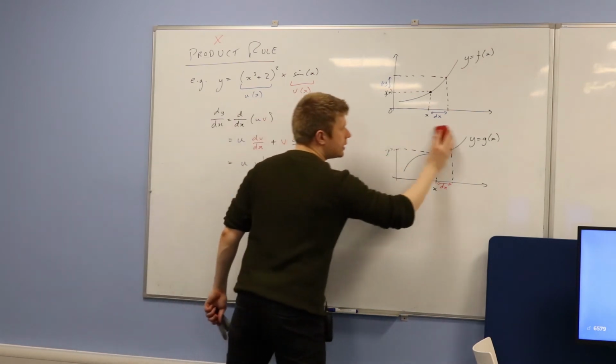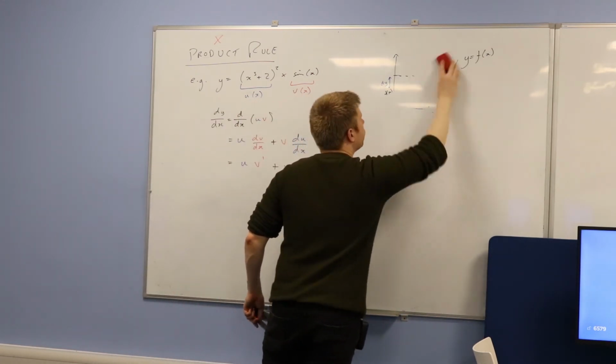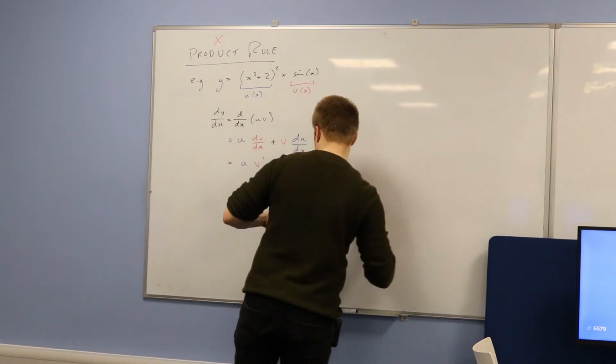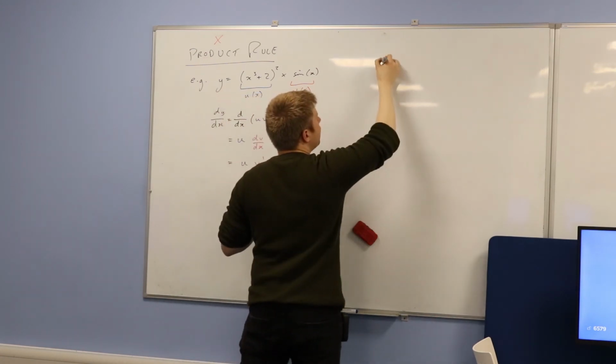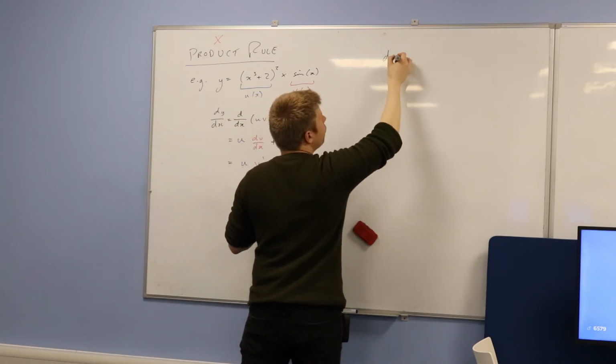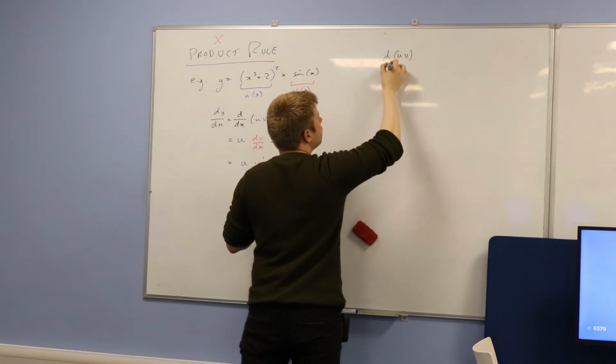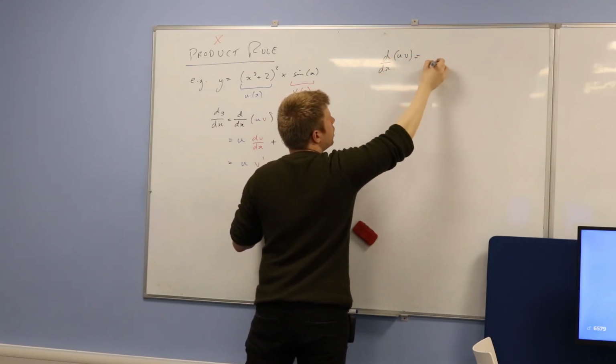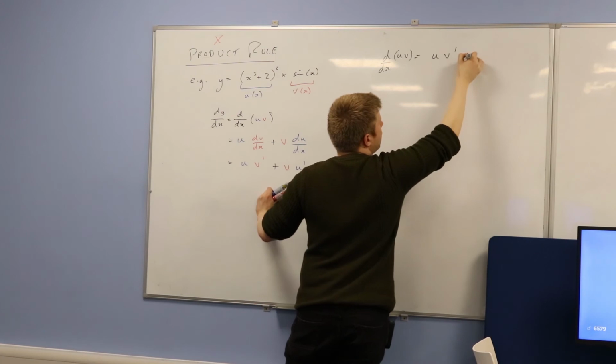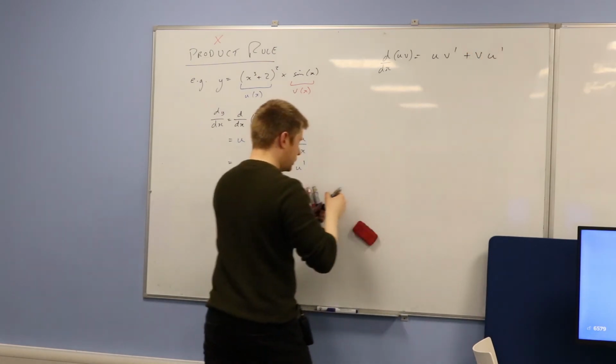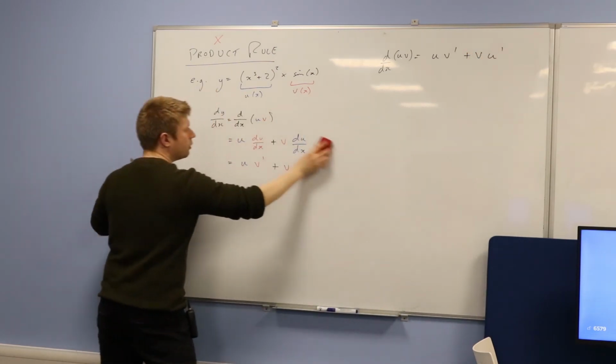So let's actually see this in action. Let me write it up in the top right-hand corner. Okay, so I'm basically saying one final time, the derivative of u times v should be equal to u times the derivative of v plus v times the derivative of u. So let's see it in action with this, okay?